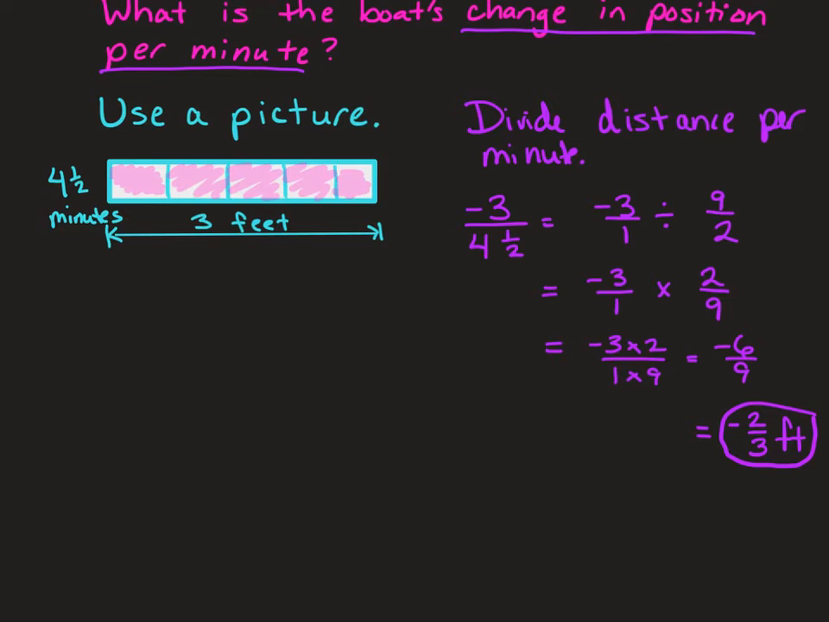If you look here at the picture that we drew, you could tell that each minute was going to be less than a foot. So -2/3 is less than 1 whole foot, so this seems to be a reasonable answer.